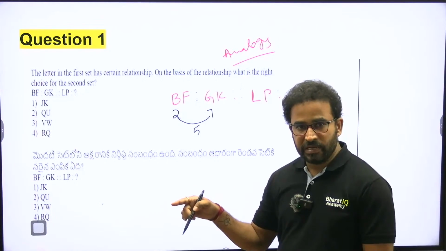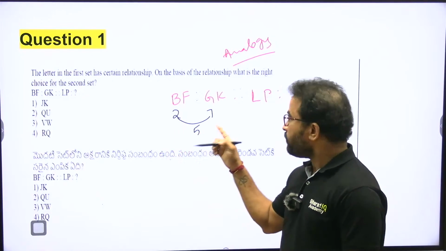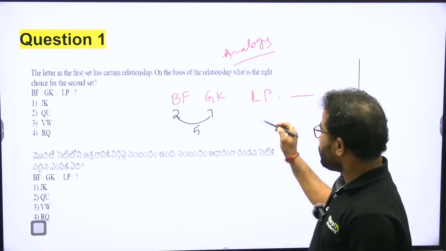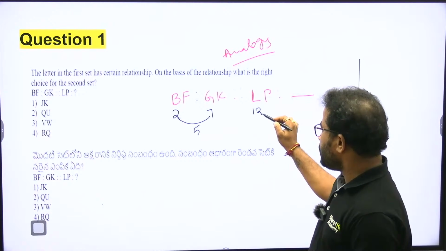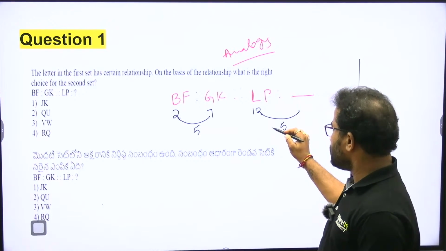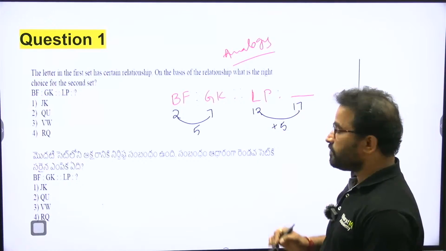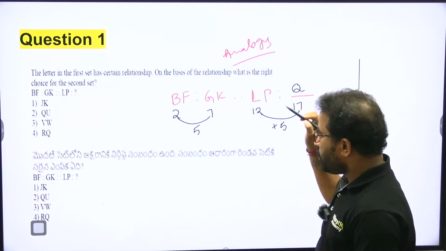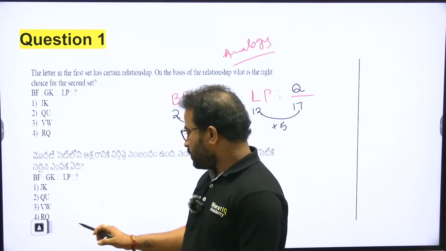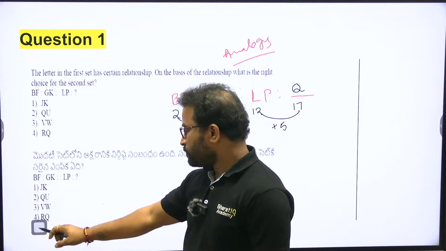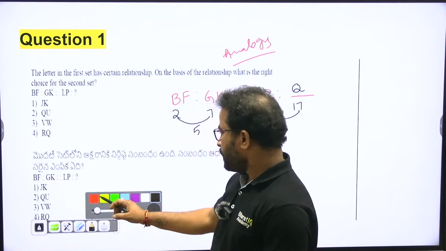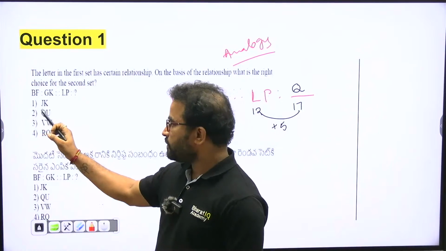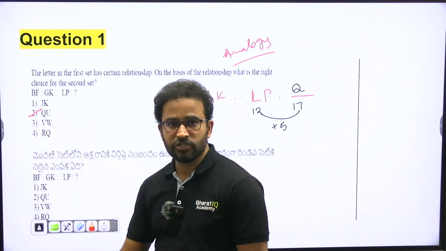In the same manner, you can apply this logic to the first alphabet. The first alphabet is L, L place value is 12. If I apply the 5 place here, I get 17. 17 place value is Q. Now you need to check how many options start with Q. Look at this one. Q starts with only one option, that is 2. So our answer is 2, the right answer.